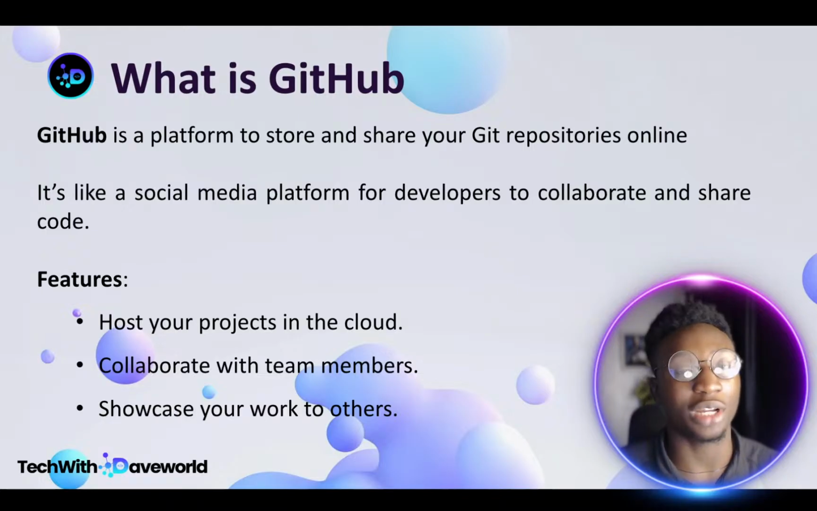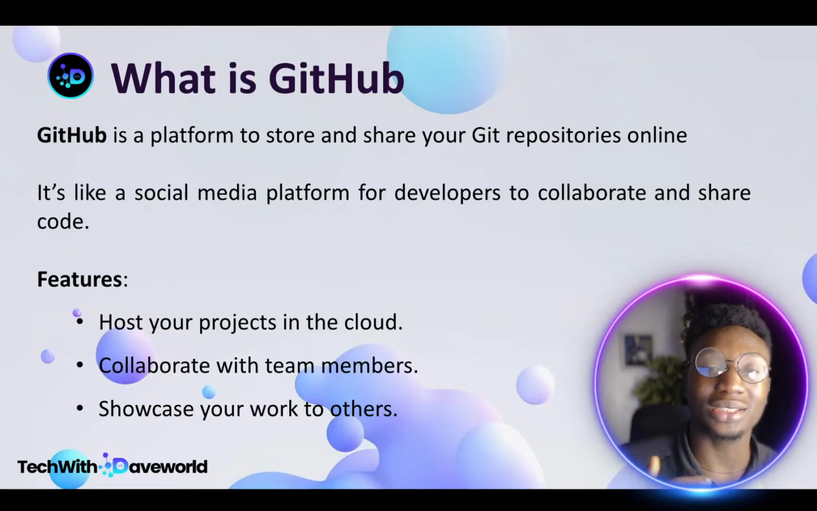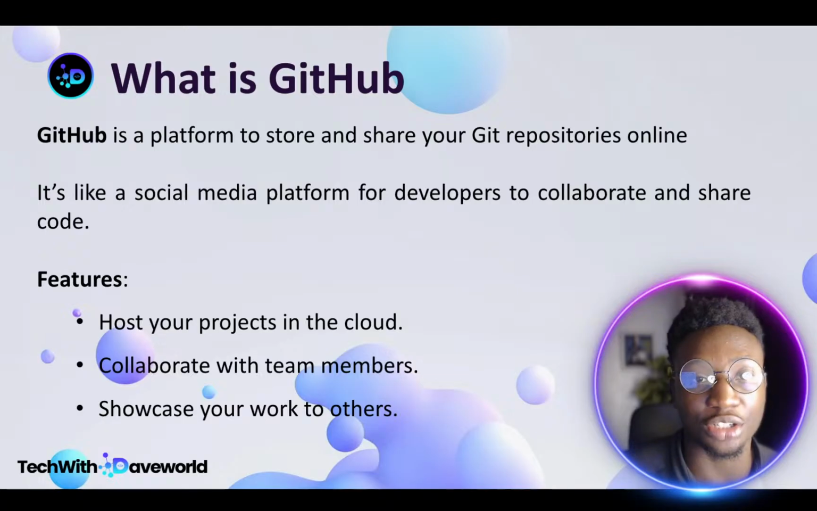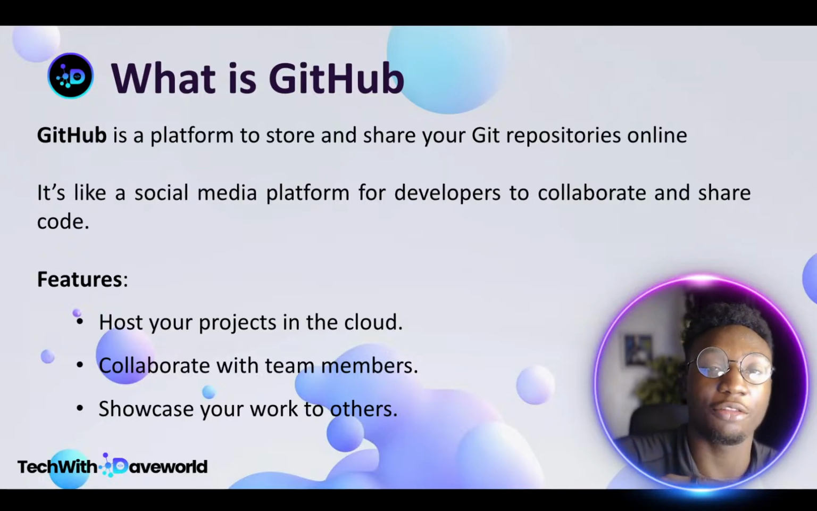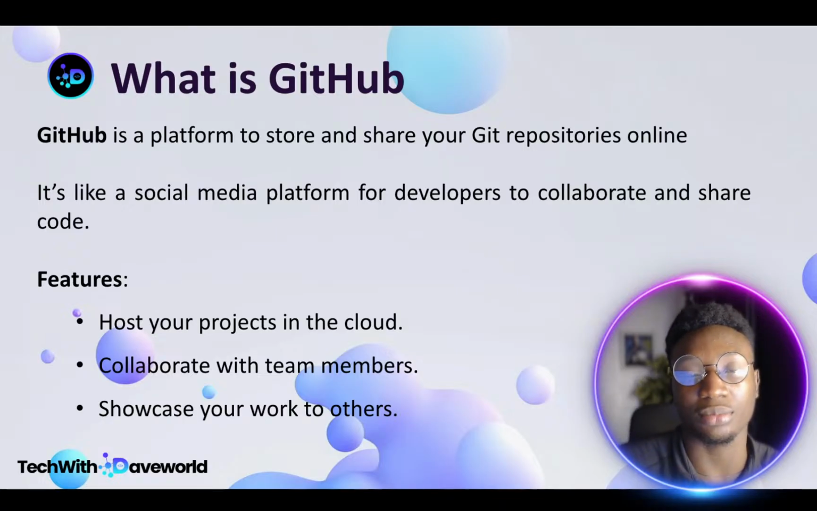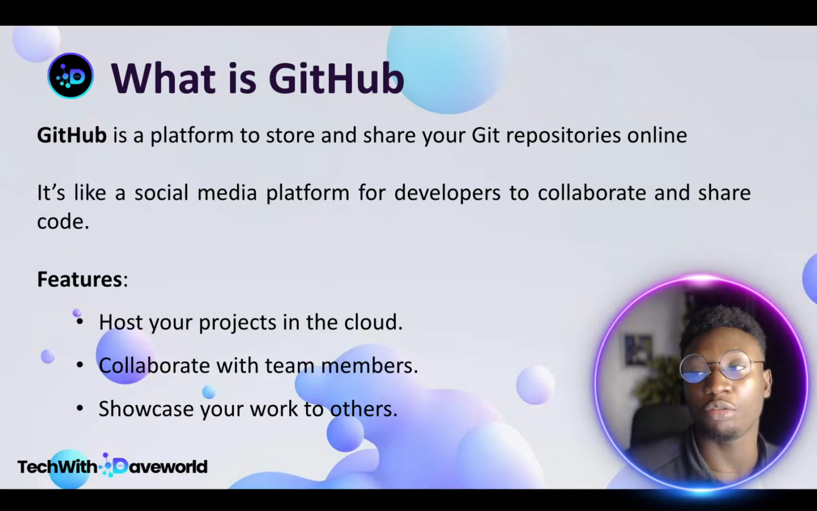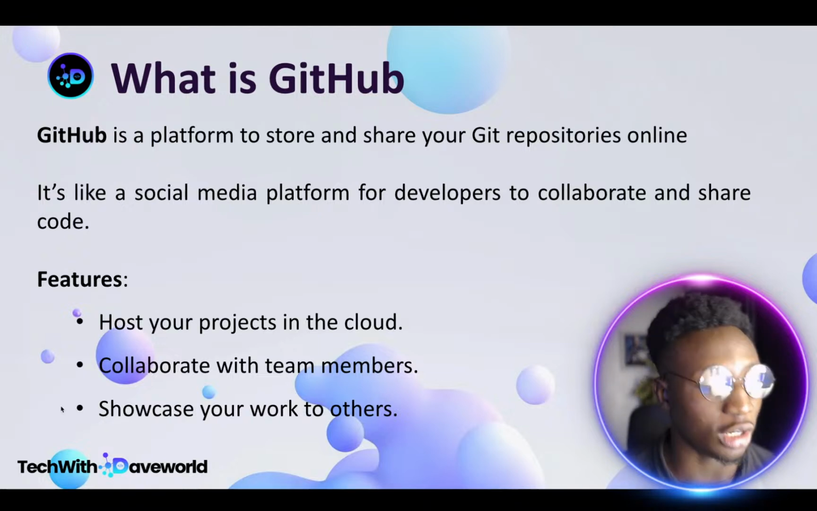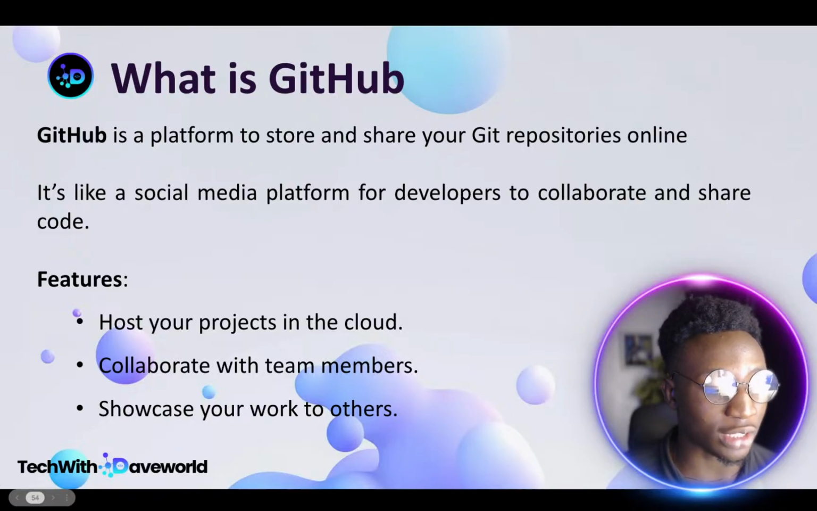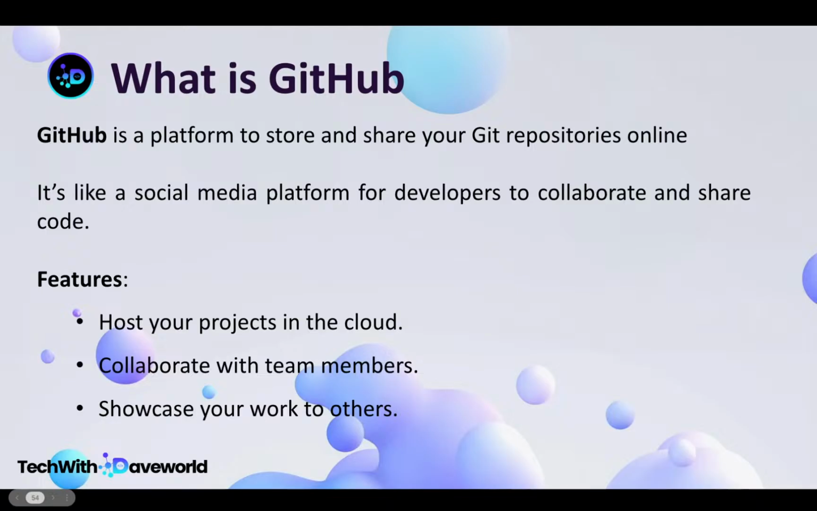So when I say repo, it means repositories. And basically, a repo is just a folder that contains all your code base. So take a look at GitHub like a social media platform for developers to collaborate and share code. That's one of the usefulness of GitHub. GitHub just allows you to basically store your code online.